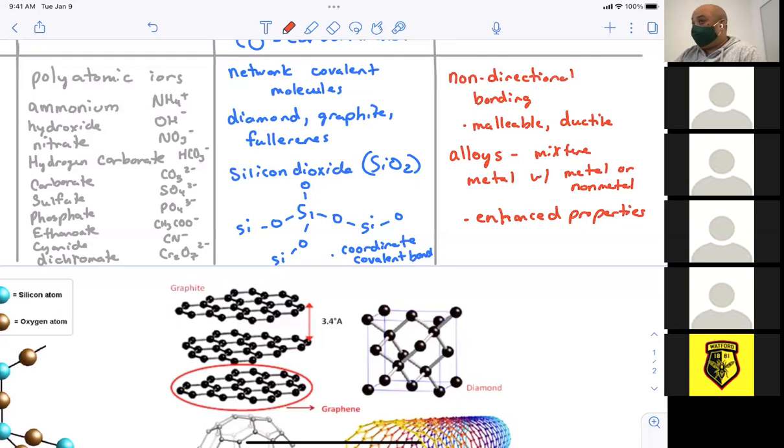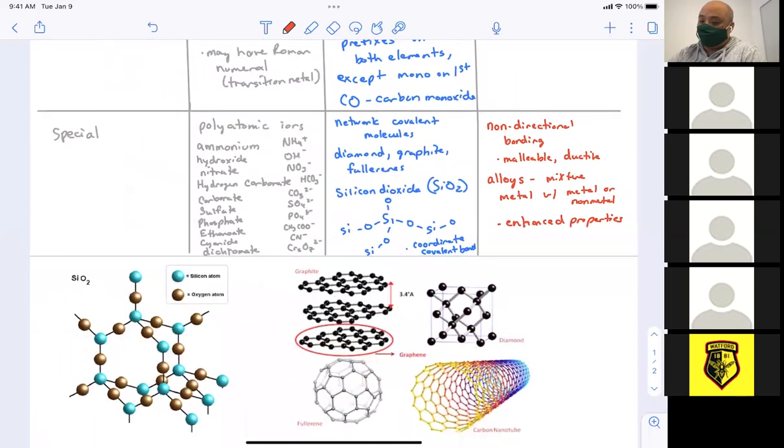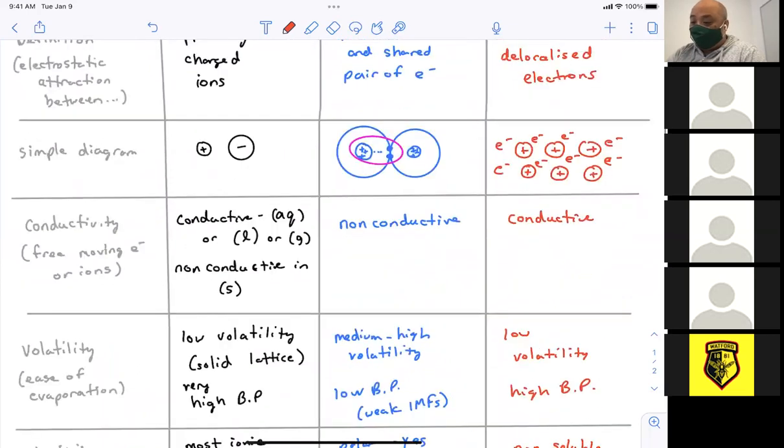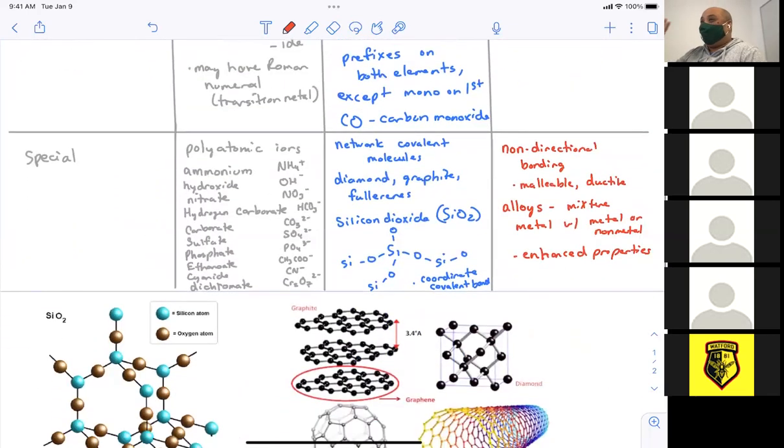Questions? Okay. That is a table of all the things you need to know about ionic, metallic, and covalent bonding. Hopefully you recognize some of this stuff, but a little bit of a refresher never hurt. And I think organizing this way helps you see them in contrasting characteristics. Any questions about any of these boxes?